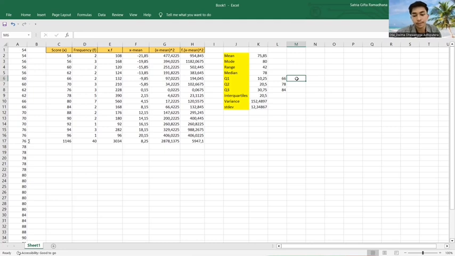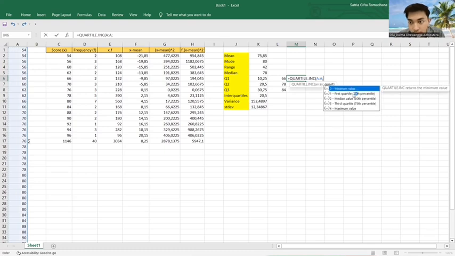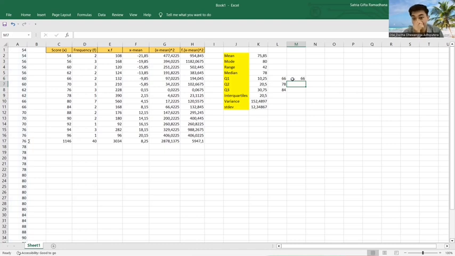If you don't believe, we can prove it. I can prove it with the Excel formula. Type equal, type QUARTILE.INC, double click, block all the data, semicolon, first quartile, double click, and enter. So it is the same.